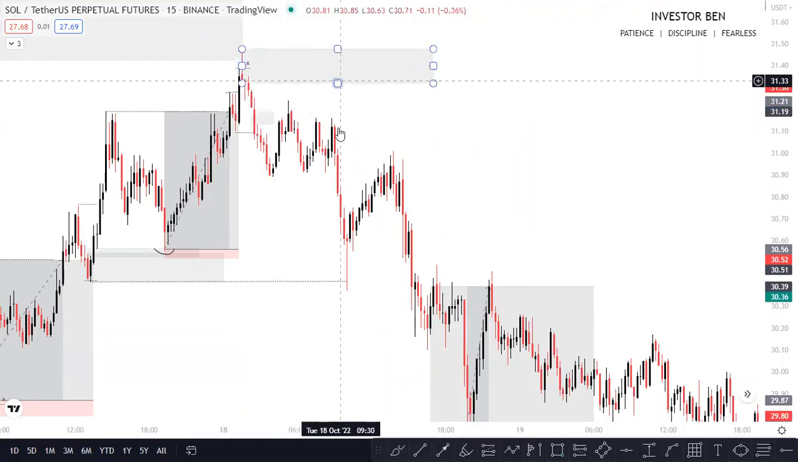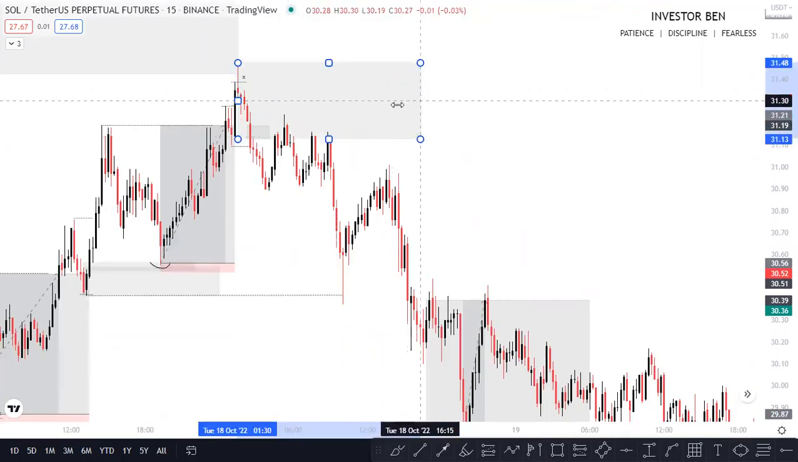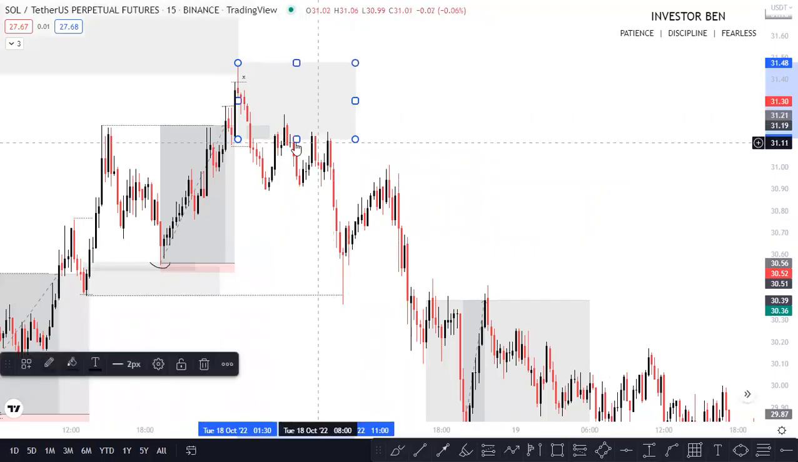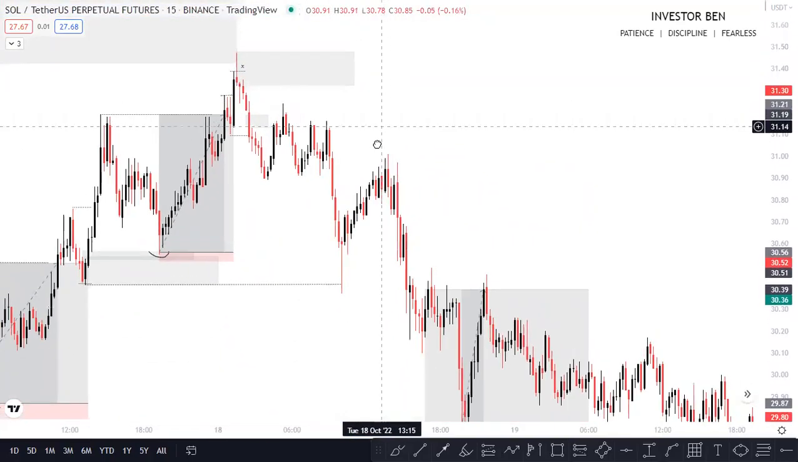So it meets the criteria for entering a trade, right? In choosing another block, it has imbalances inside. So, not to make the chart dirty, let me adjust this thing here.